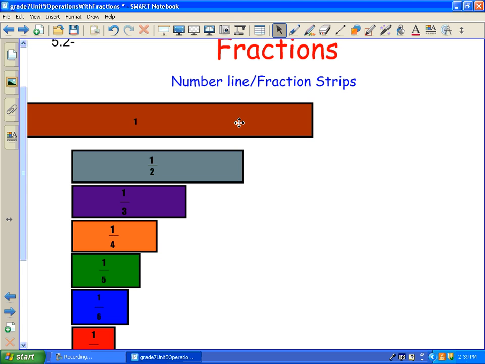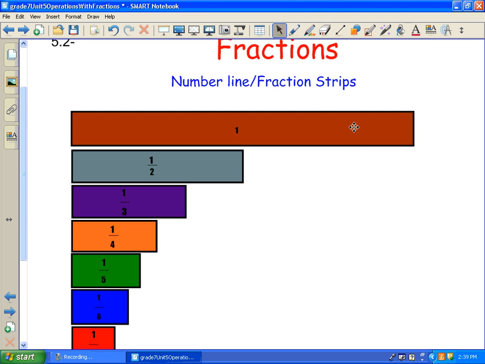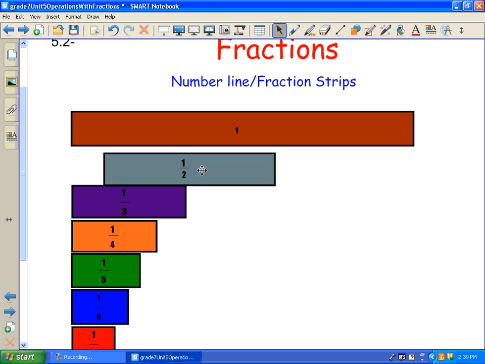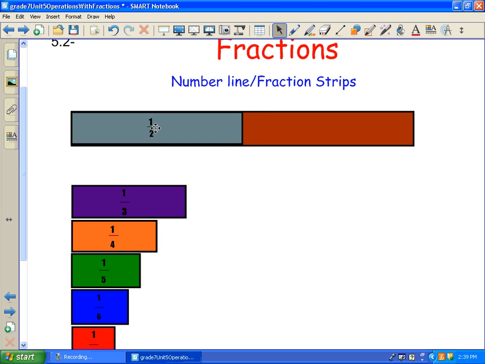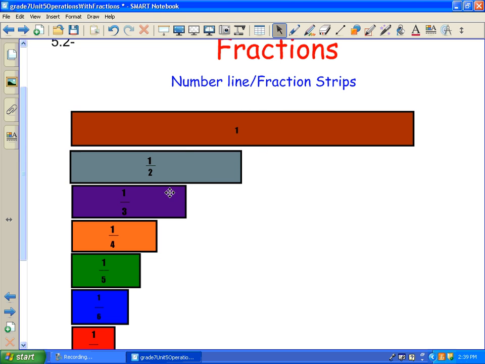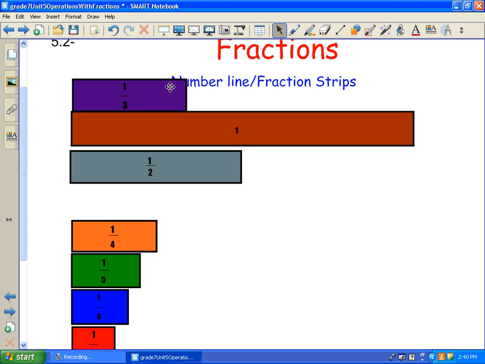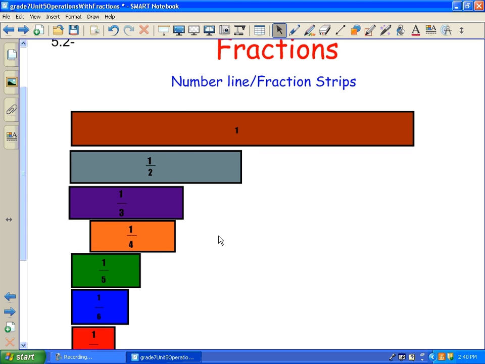If I wanted to show two whole, I'd have to copy that and join it together. That will give me 2. This one right here is 1/2 because it is half of the whole. This one here is 1/3 of the whole. And this is 1/4. And this is 1, and so on.